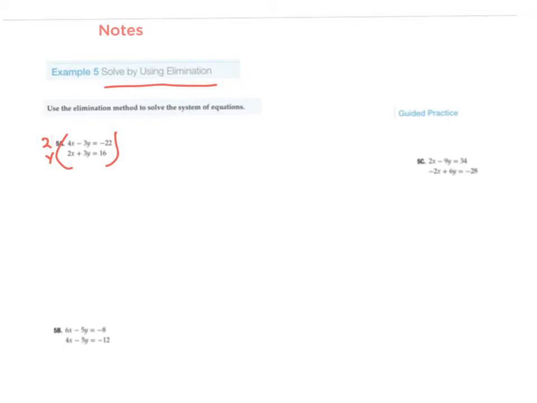So that was a 4 and that was a 2, but I'm going to make one of them negative. And so now I'm going to multiply. So I'm going to distribute. This times this is a negative 8x. Negative 2 times a negative 3 is a positive 6y. And a negative 2 times 22 is positive 44. Then I'm going to multiply the bottom one by 4. So I'm going to get 8x. And I'm going to multiply this by 12. 4 times 3 is 12. And then 4 times 66 is 264.